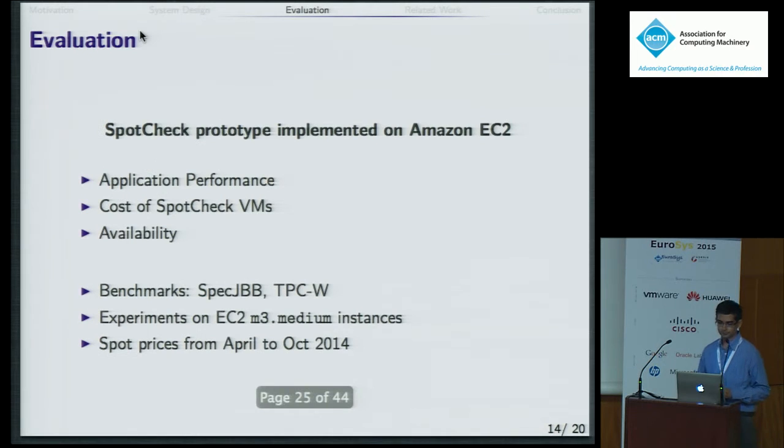Great. So having described some aspects of our design, now I'm going to move to the evaluation. As mentioned earlier, we have prototyped SpotCheck on Amazon EC2, and I'm going to describe the application performance, the cost, and the availability of SpotCheck VMs. These results are going to be shown using the SpecJBB and the TPC-W benchmarks. We have run all our experiments on the EC2 M3 medium instance, and we have used real price traces over a 6-month period from last year.